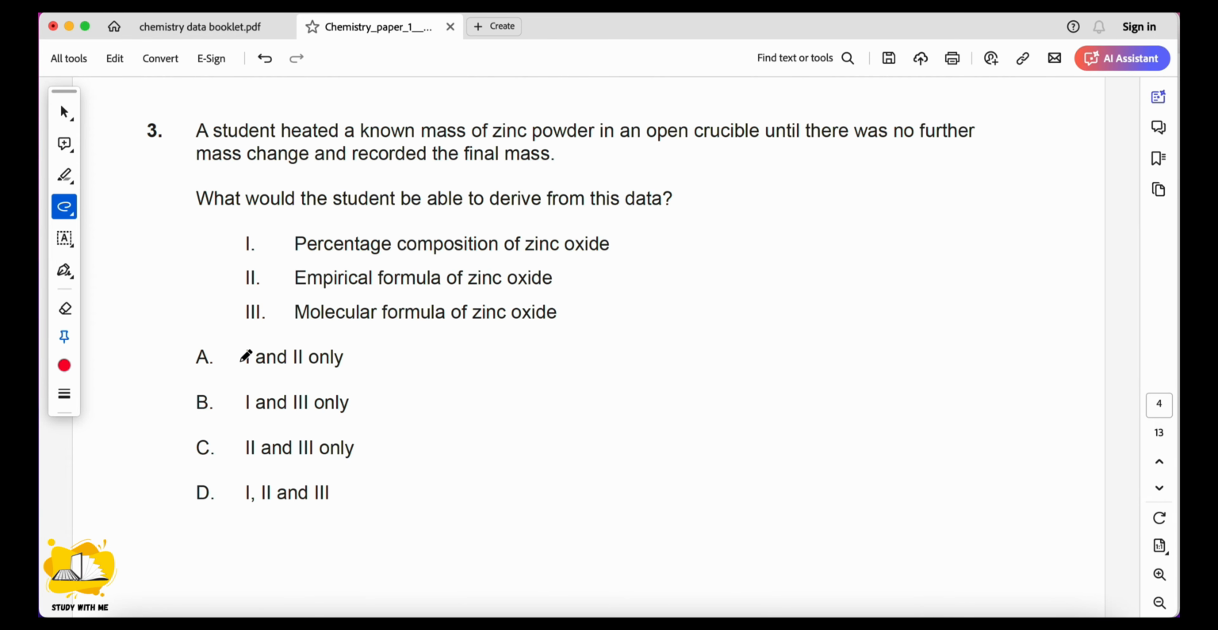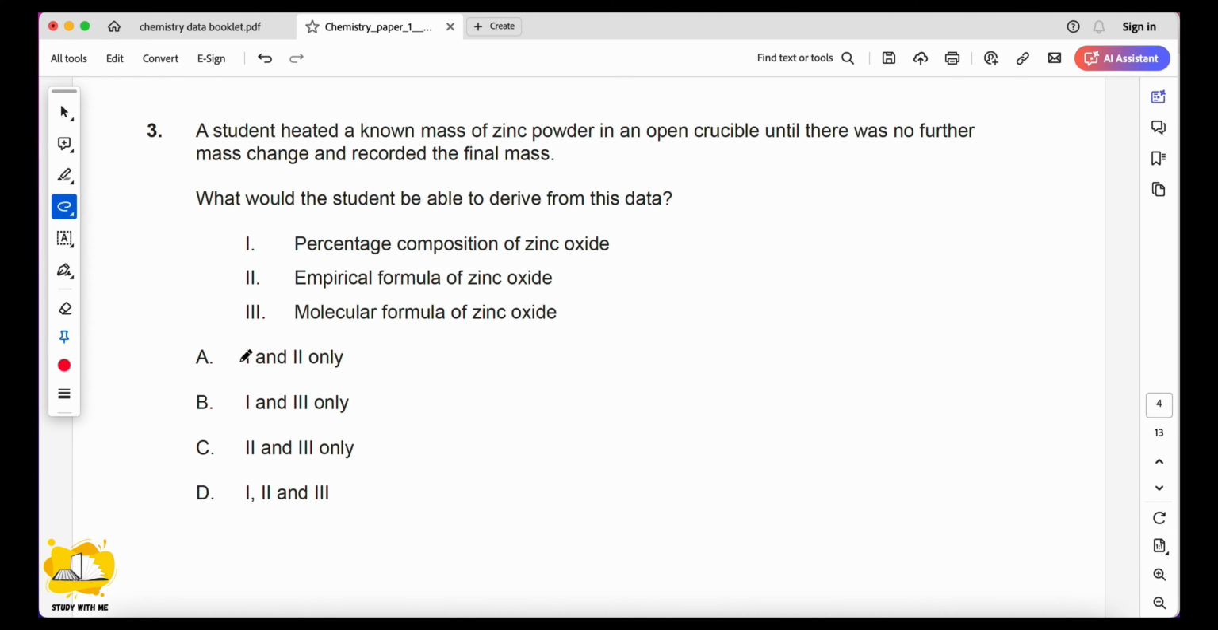A student heated a known mass of zinc powder in an open crucible until there was no further mass change and recorded the final mass. What would the student be able to derive from this data? If the mass of zinc powder is known, knowing the mass of a substance allows you to determine its percentage composition by calculating the proportion of each element's mass within the total mass of the compound. Therefore, the percentage composition of zinc oxide can be derived by knowing the mass of zinc powder.